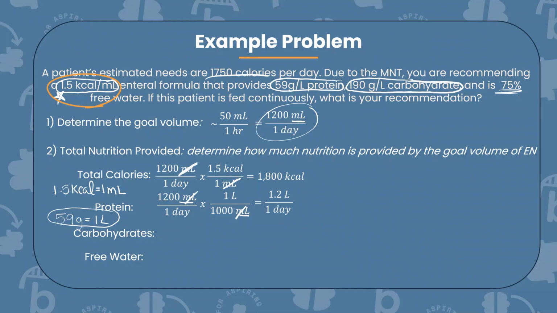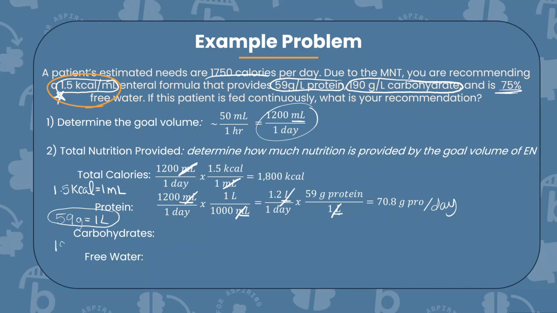So once we know how many liters of enteral nutrition we are giving, we can convert from liters to grams of protein. Liters cancels out with liters, and there's 59 grams of protein in every 1 liter. So if you take 1.2 and you multiply it by 59, you'll figure out the total grams of protein administered every day. Okay, so try to figure out how many grams of carbohydrates are administered every day.